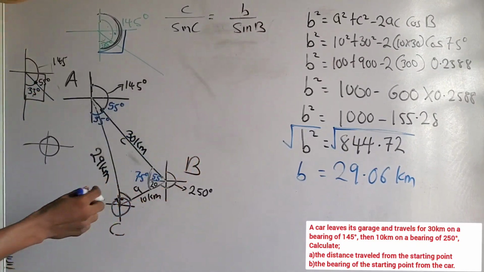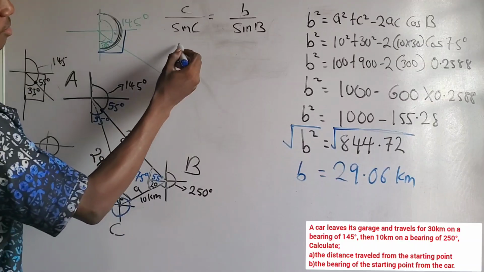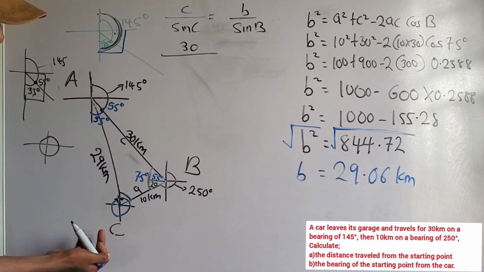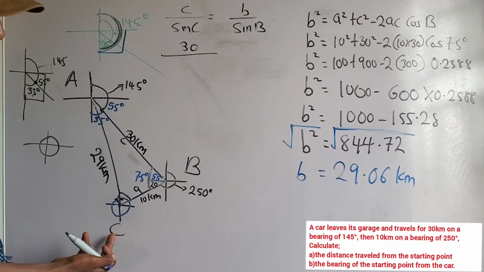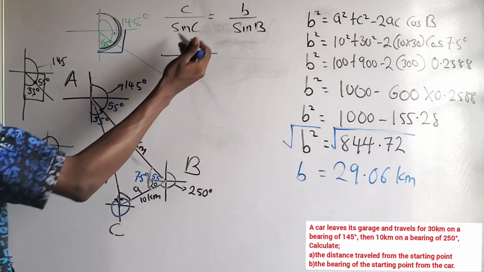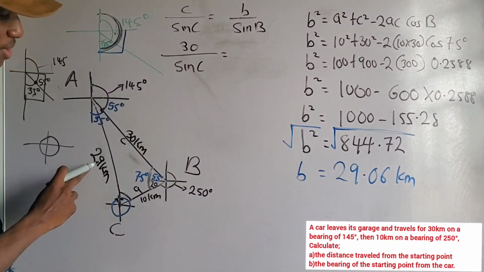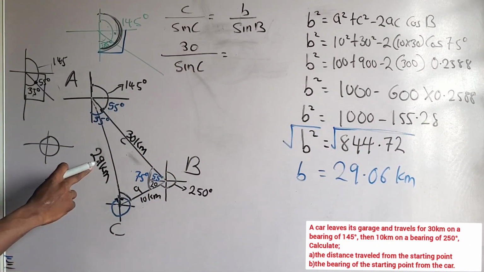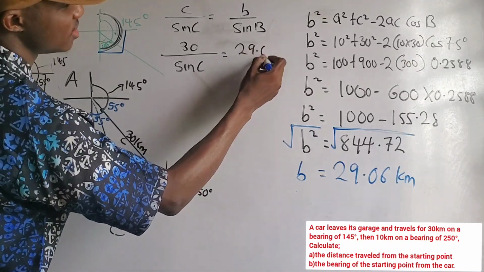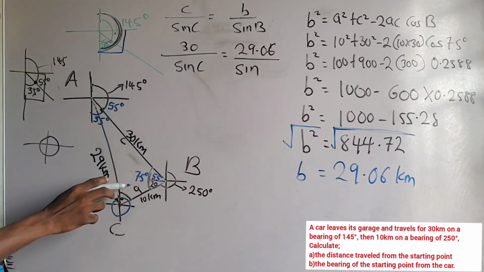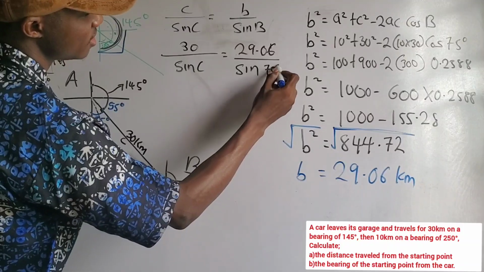Do you understand? Now c is what? 30 kilometers. I'm going to have 30 over sine C. You don't know the value of C, right? The big letter C is the angle that you're looking for. So I'm going to put sine C is equal to b, where b is now 29.06 kilometers, all over sine B. B is what? 75 degrees. So I'm going to have sine 75 degrees.